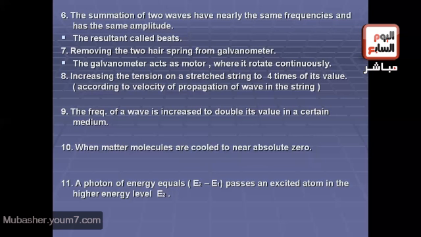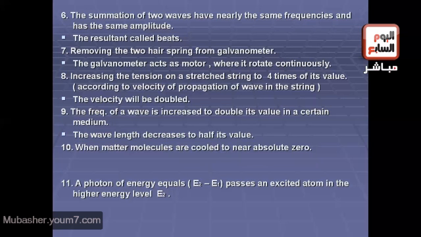Very good. Number 8, what happens when increasing the tension of a stretched string to 4 times its value, according to the velocity of propagation of a wave in the string? We know that there is a direct relationship between tension and velocity. When the tension is increased 4 times, the velocity will be doubled. Very good. Number 9, the frequency of a wave is increased to double its value in a certain medium. Certain medium means constant velocity. What will happen if the frequency is increased to double its value at constant velocity? Yes, the wavelength decreases to half its value. Very good.